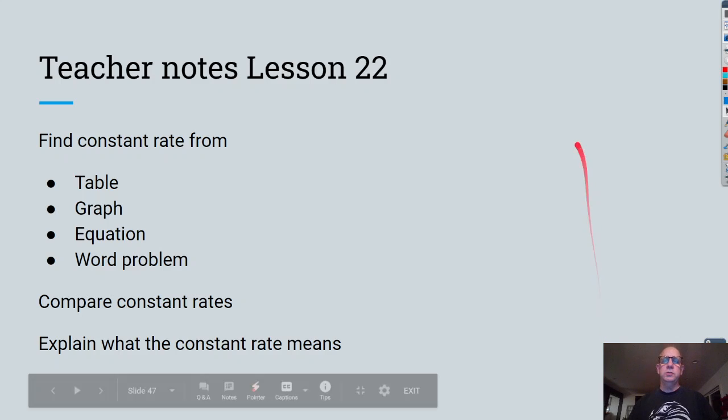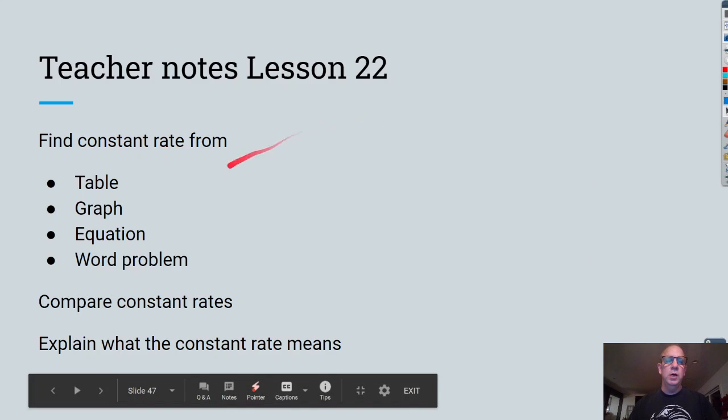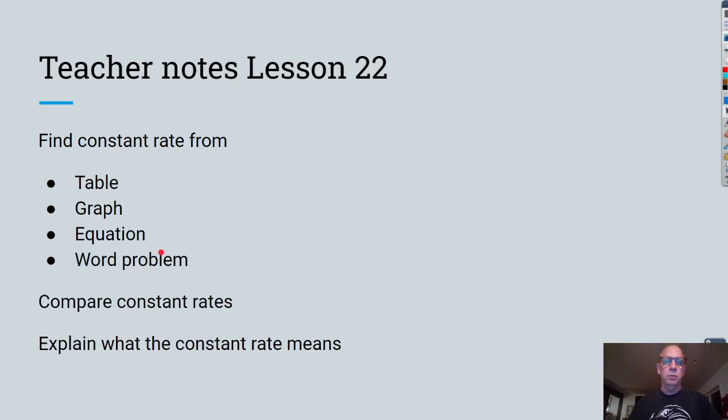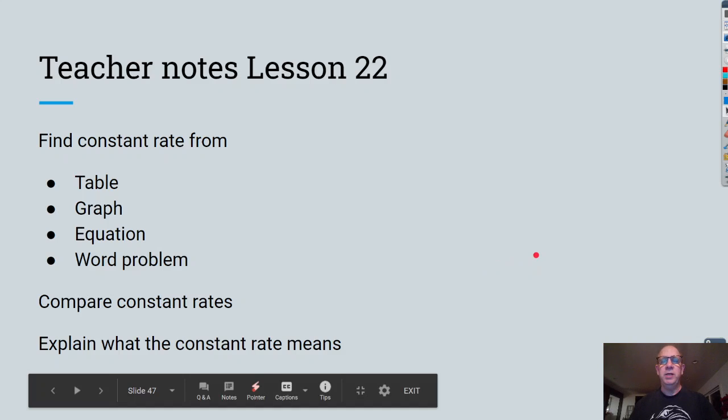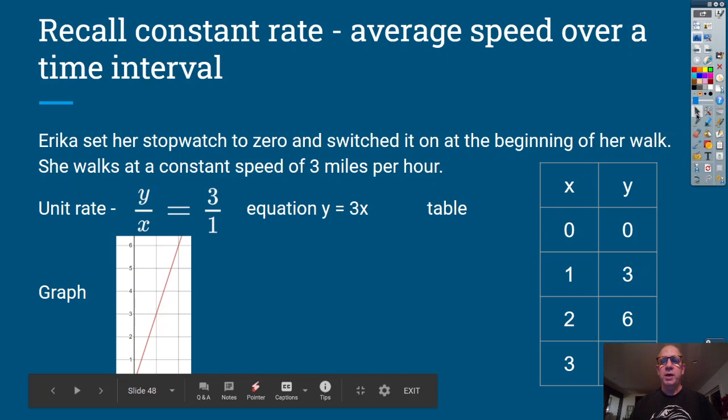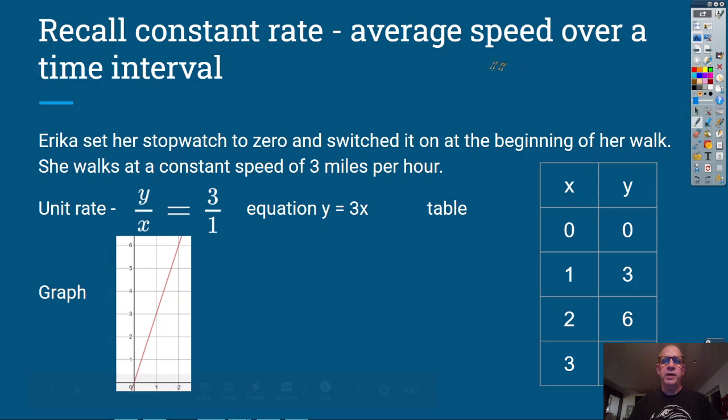All right, students, welcome to lesson 22, finding the constant rate from a table, a graph, an equation, and a word problem. We're going to compare those constant rates and explain what they mean. So just as a reminder, constant rate is like average speed over a time interval.